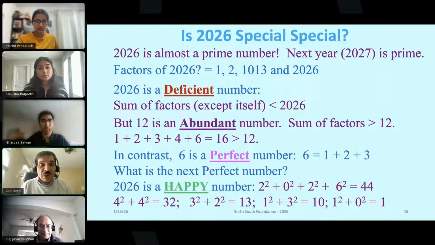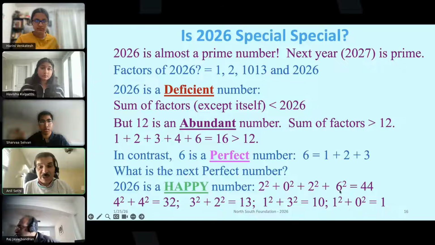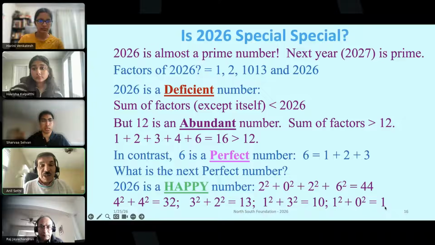2026 is also called a happy number. What we mean by a happy number is if you take all the digits in 2026 and square them, 2 squared, 0 squared, 2 squared, and 6 squared, you get 44. Now if you take that and square the digits again and keep doing this, ultimately you end up with 1. There are not that many happy numbers, and 2026 is a happy number.